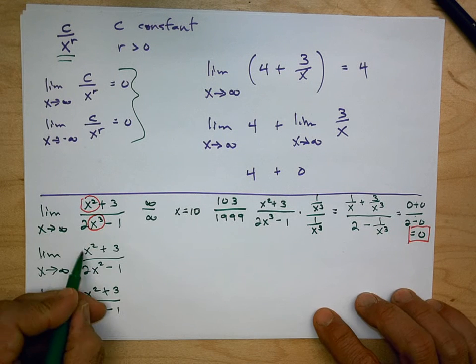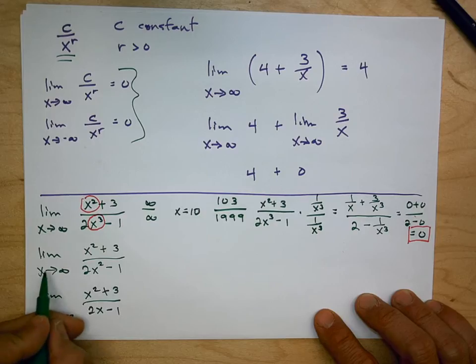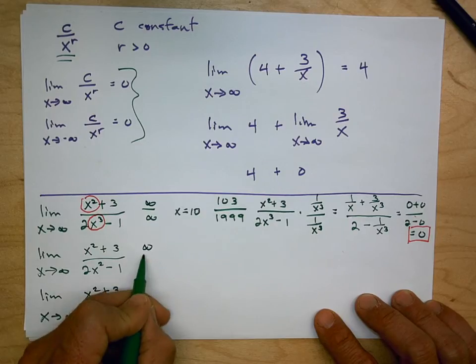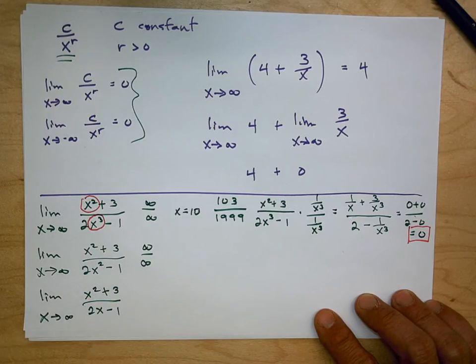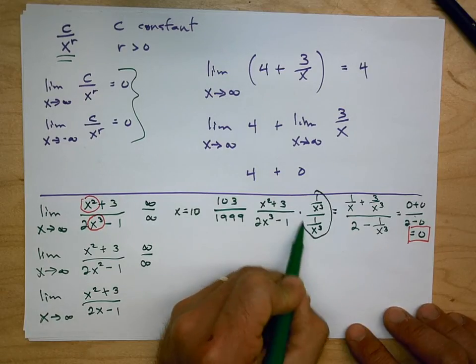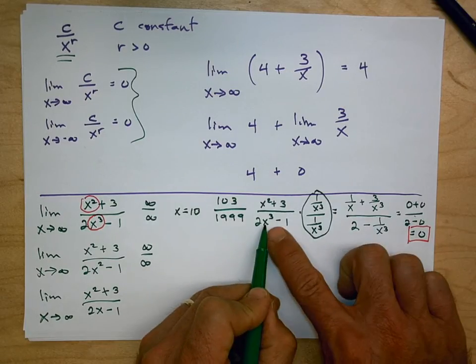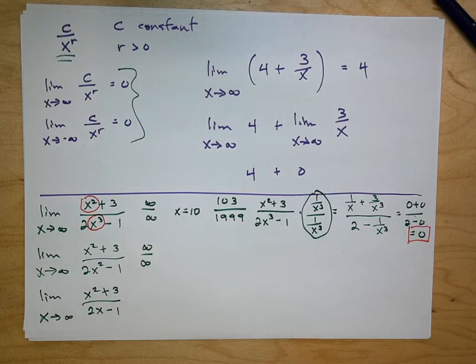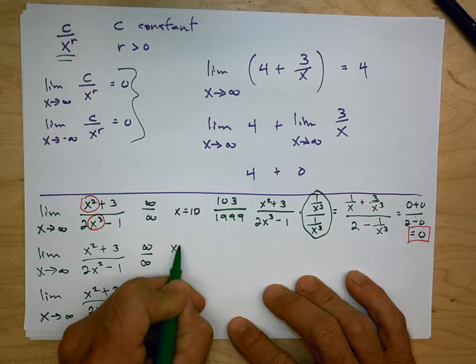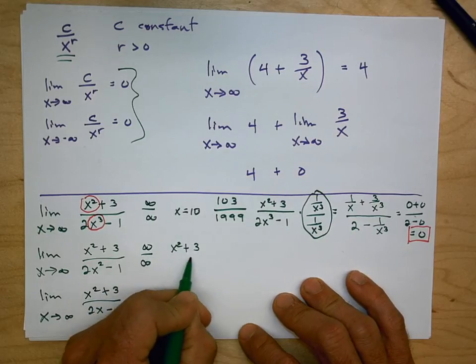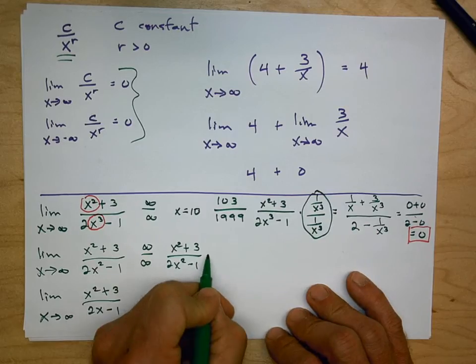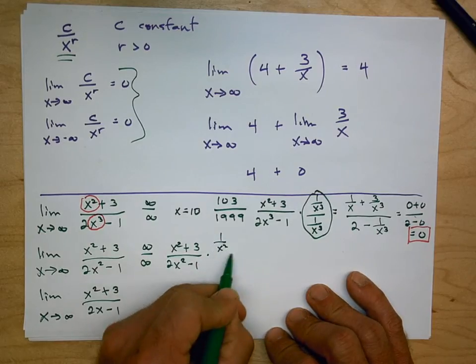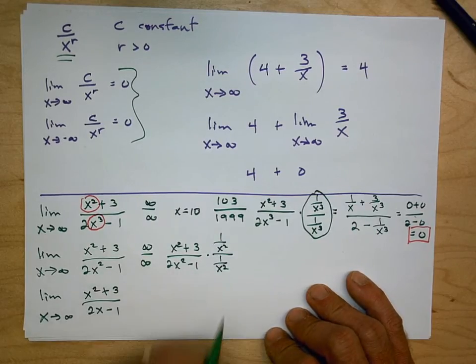So likewise, x squared plus 3 over 2x squared minus 1, as x goes to infinity, this looks like it's going to go to infinity over infinity. We could play around with a table, but let's just try this technique that we did here. Here what we did is we divided by the largest power of x in the whole expression. Let's do the same thing here. So if I have x squared plus 3 over 2x squared minus 1, the largest power of x is x squared, so let's multiply by 1 over x squared over 1 over x squared.